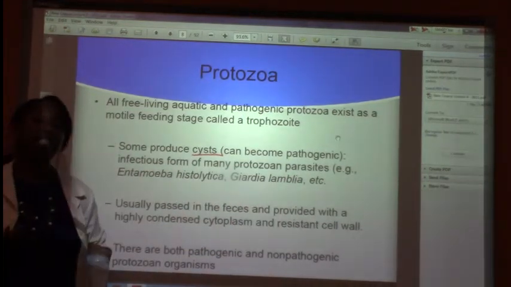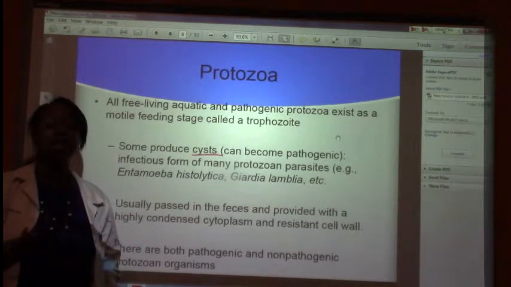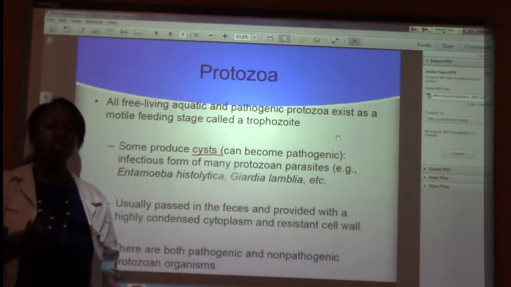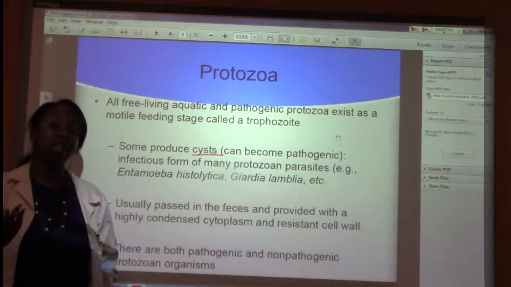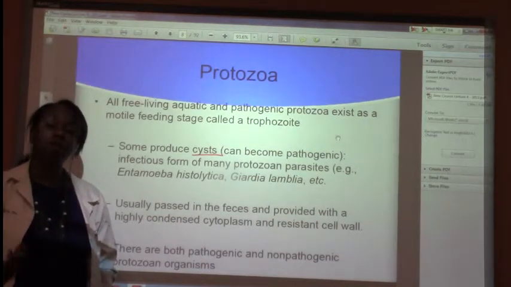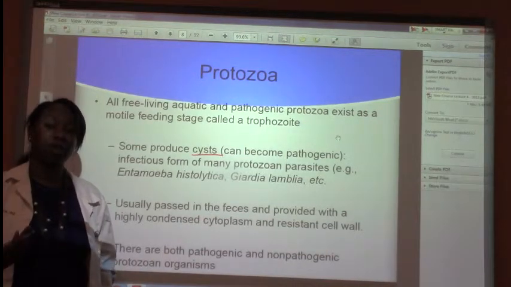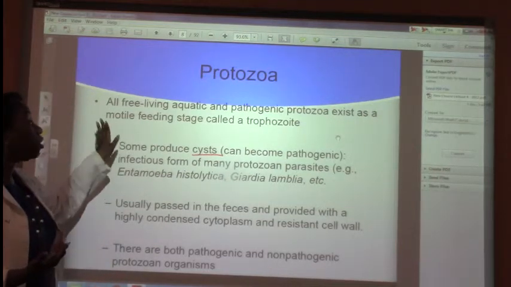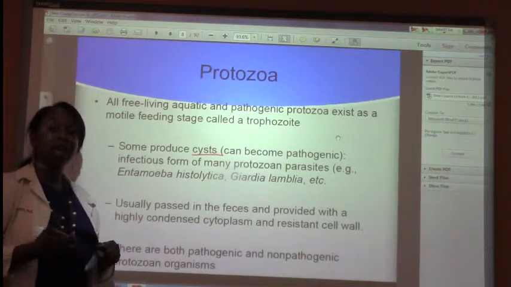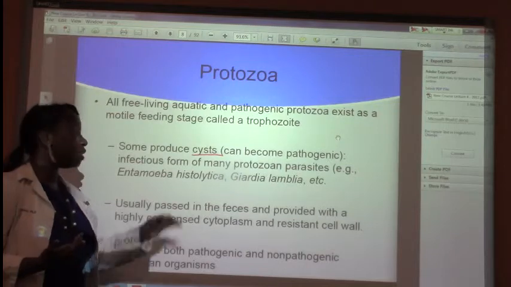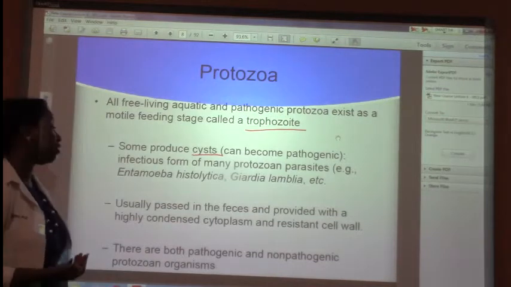Now, even though the cyst happens to be a resistant structure, very important to note here, cysts are not as resistant as endospores. So we can kill a cyst much more easily than we can an endospore. Similarly to endospores, however, cysts are not considered to be a reproductive structure. So protozoans, when they are under adverse environmental conditions, will turn into a cyst, and then when those environmental conditions have improved, that cyst will turn back into what we say is a trophozoite, which is the active stage.